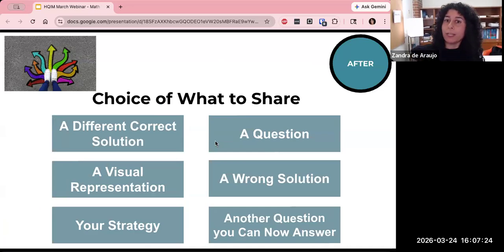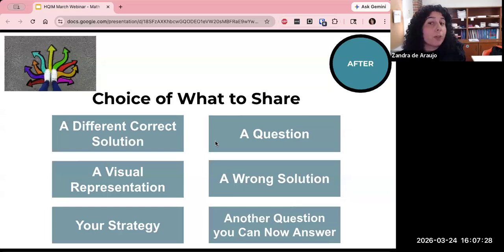Could you share a picture that you could have drawn to help you or that you did draw? Could you share your strategy with the class? Could you share a question that this problem raised for you? Can you share a wrong solution that you knew was wrong because you tried it on the way and figured out it was the wrong answer? Can you share another question you can now answer? So you've solved this. Does that help you answer something else that you might ask? So it's kind of like encouraging them to potentially solve it a different way.